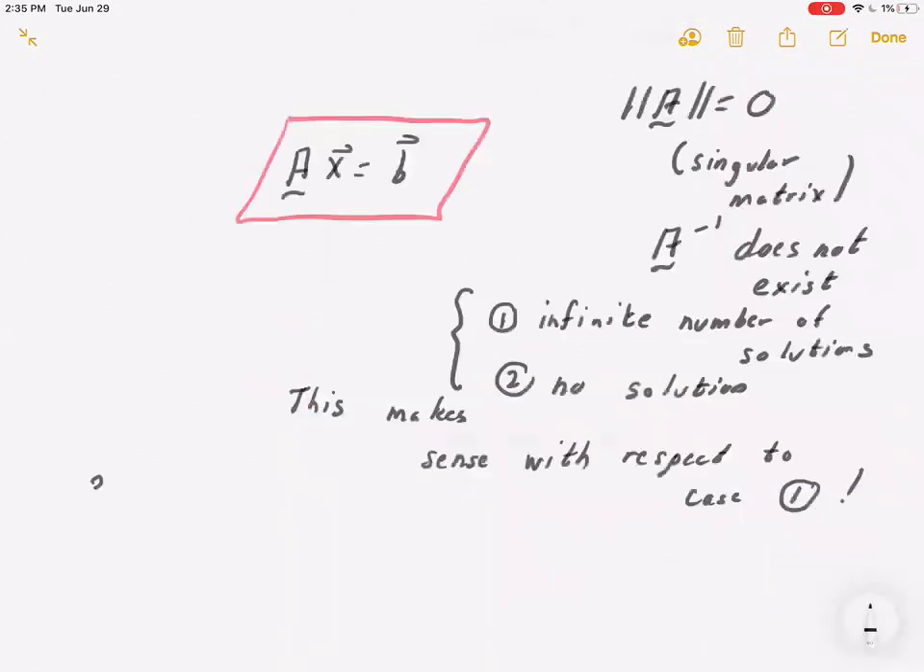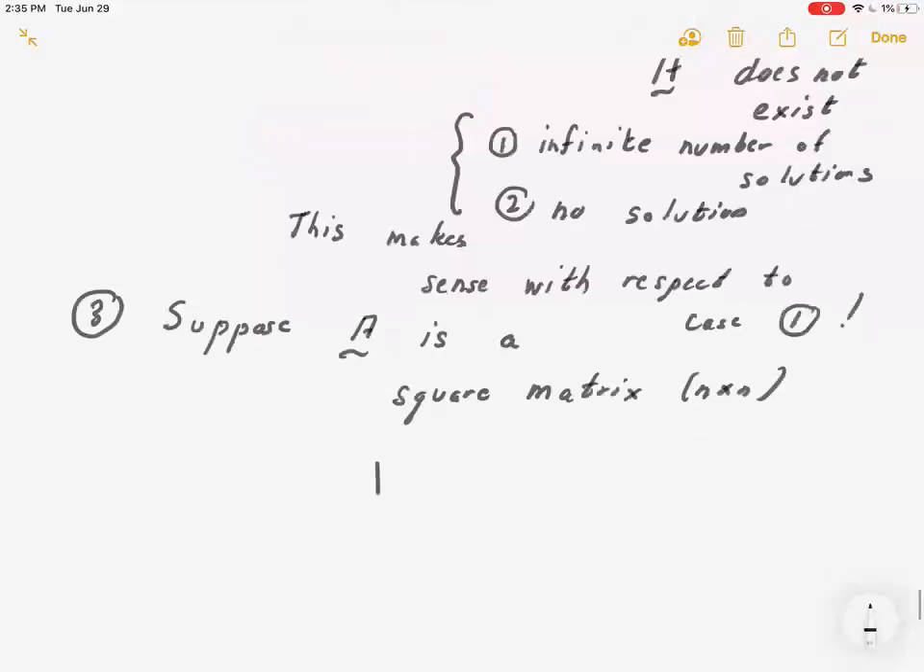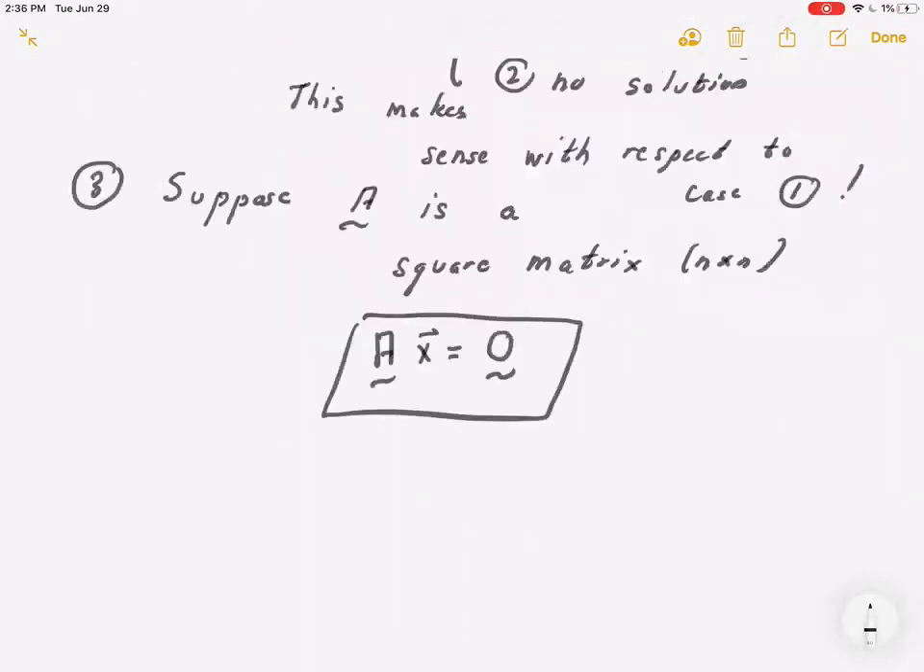What other possibilities can we deal with or explore? Well, suppose A is a square matrix. It's a matrix of order n, so it has n rows and n columns. But suppose now the constant matrix is just the zero matrix. Okay, what would be the solutions of this matrix equation?